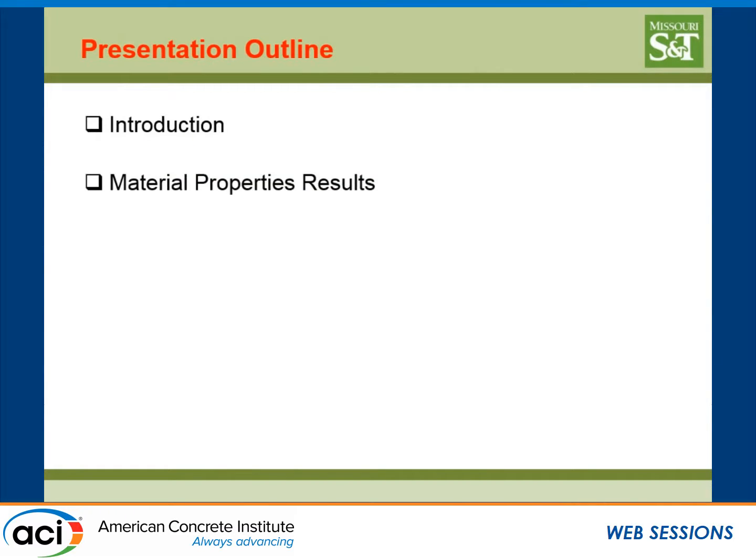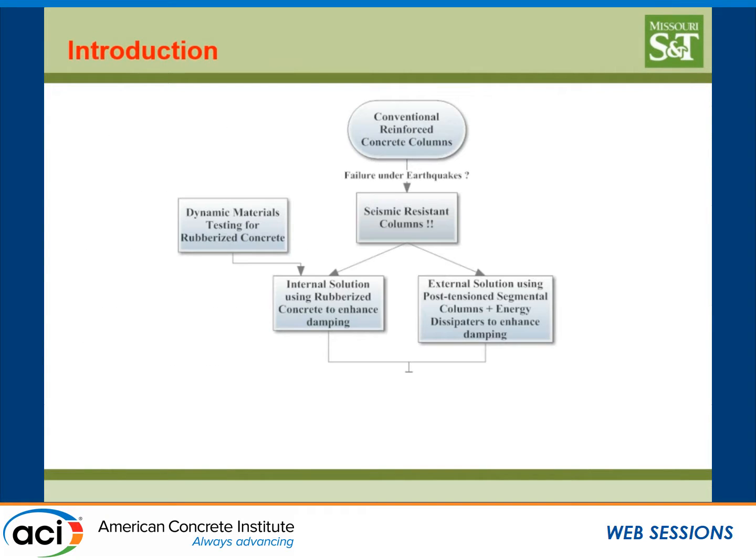This is the outline for my presentation: short introduction, followed by material properties and experimental program, results, and conclusions. First of all, as you have seen in the last couple of presentations, if you have conventional reinforced concrete columns, you would get either failure under severe earthquake, or significant residual displacement. So we try to look at a solution for this using two different approaches. One approach we call the external solution, using post-tensioned segmental construction. This is very similar to what you saw in the first presentation in this session. The other one we call the internal solution.